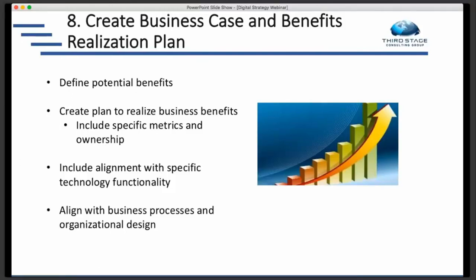We're looking at alignment with specific technology functionality. So if we know what specific software, or what specific types of software, we're going to be implementing, we can look at the alignment with those goals and objectives and those functional needs. And then we also look at alignment with business processes and organizational design. So when we look at the overall plan, the overall alternative and roadmap, we want to understand the alignment with the business processes and the organizational design, or people side of the equation.